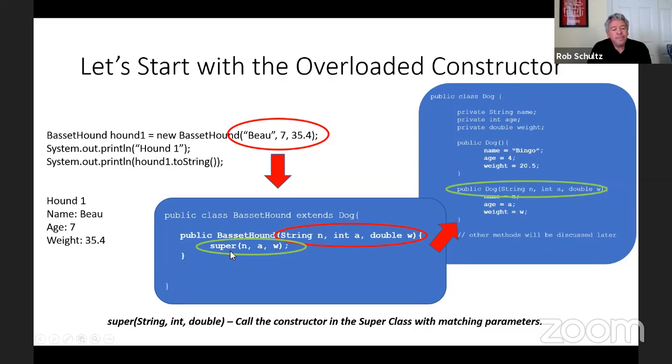This reference to super, what super does in a constructor is it basically says to jump one level up the hierarchy and call the constructor in the superclass with matching parameters. So by specifying that I'm looking for super, a string, an int, and a double, which is what N, A, and W were specified to be, I'm now saying I want to take that information and pass it to a constructor in the superclass that has the exact same parameter lineup. Hopefully that makes sense. Okay.